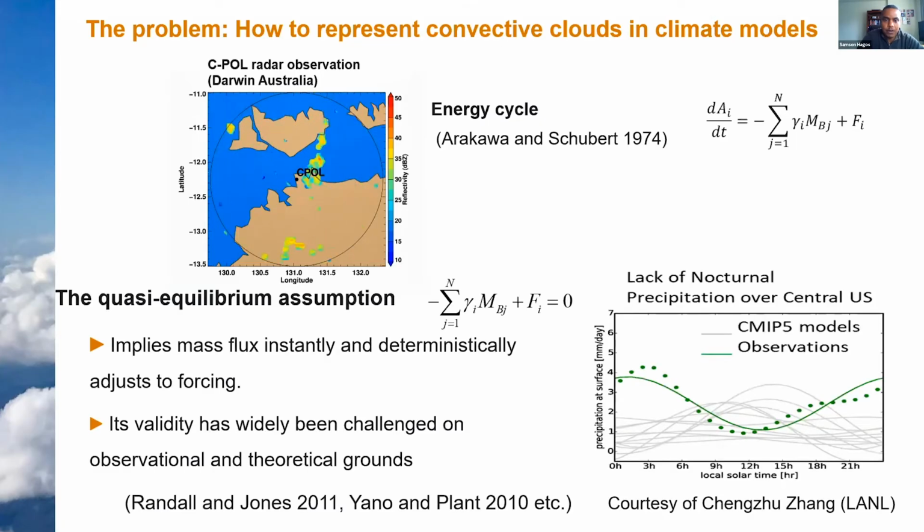Now, in climate models, the general approach has been to assume quasi-equilibrium, that is, the mass flux effectively balances the forcing instantaneously. What that means, if you consider, for example, convection over land, is that if you have forcing that peaks at noon, then convection also peaks at noon. And that's a problem. That's what we see here in, say, CMIP5 models. So how do we deal with this problem?